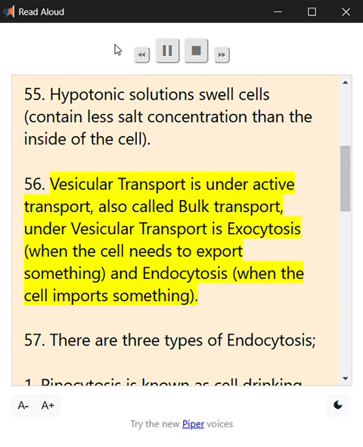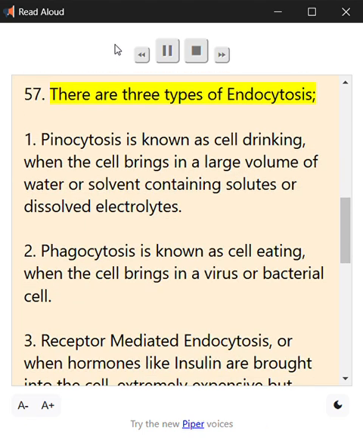56. Vesicular transport is active transport, also called bulk transport. Under vesicular transport is exocytosis, when the cell needs to export something, and endocytosis, when the cell imports something. 57. There are 3 types of endocytosis. 1. Pinocytosis is known as cell drinking, when the cell brings in a large volume of water or solvent containing solutes or dissolved electrolytes.